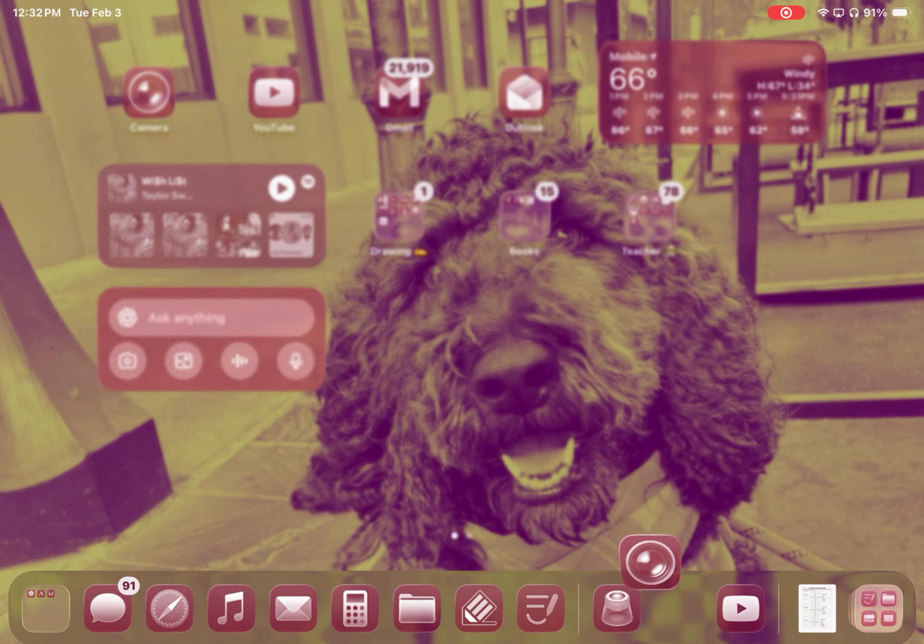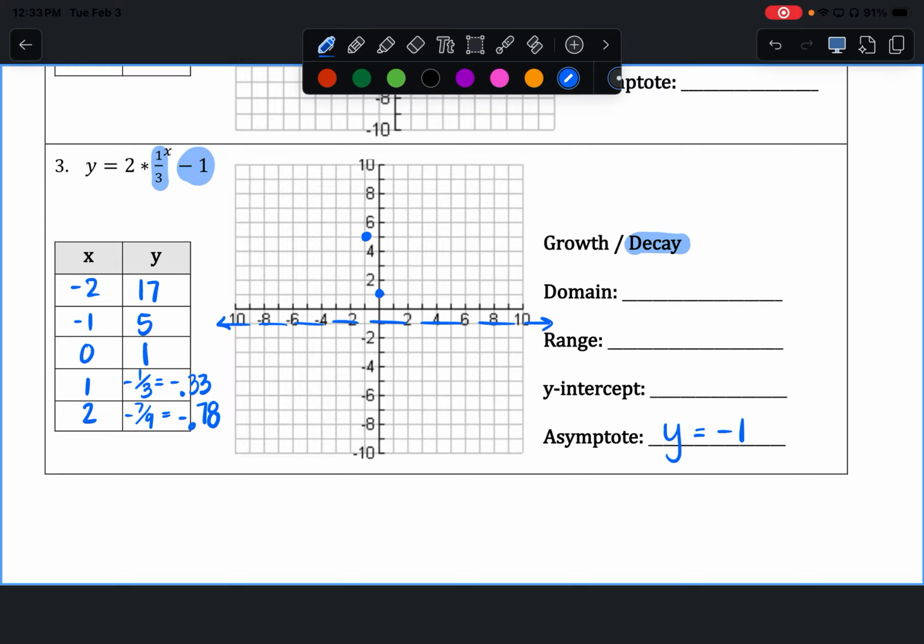Okay. Now, you only graph the points that will fit on your graph. Does the point -2, 17 fit on our graph? No. So I won't worry about it, but I will go to -1, 5 and put a point. 0, 1, 1, -0.3, 2, -0.7. So our graph goes something like that.